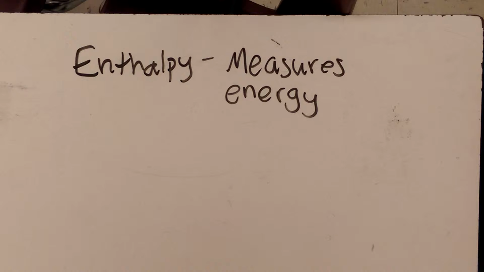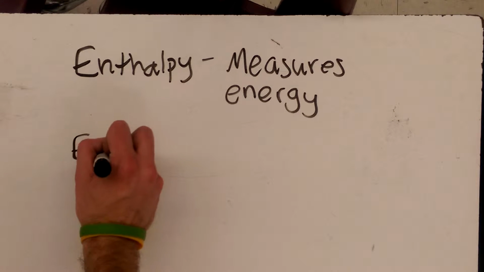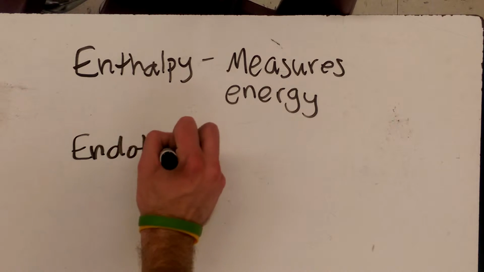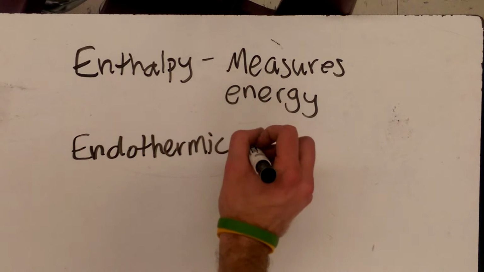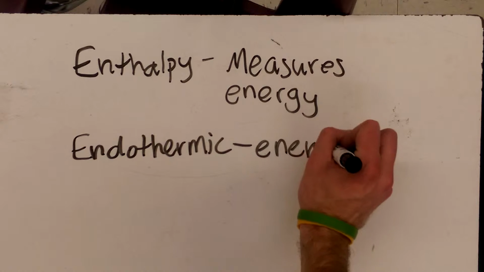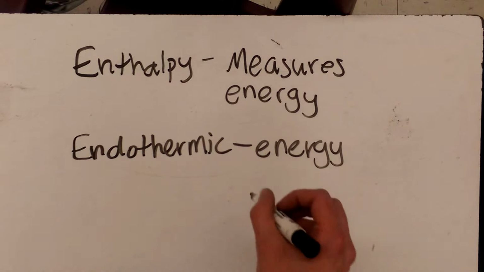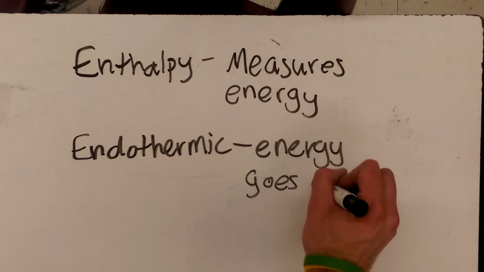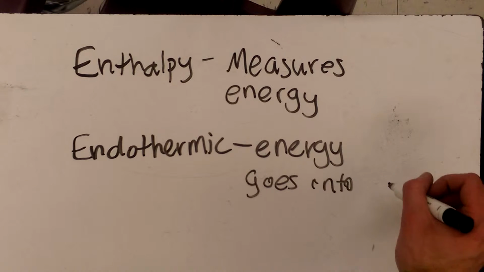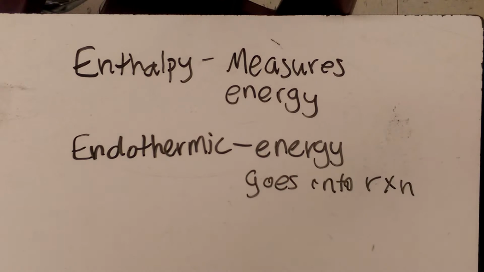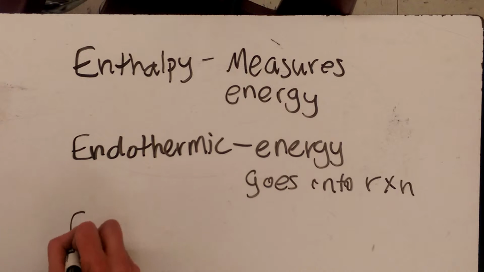And as it measures energy, it also measures energy movement, again, whether it goes into a reaction or it comes out of a reaction. When it goes into a reaction, we call that endothermic. That should draw back things from like Unit 2. So again, when it's endothermic, energy is going into a reaction. On the flip side, when energy comes out of a reaction, we call that exothermic.